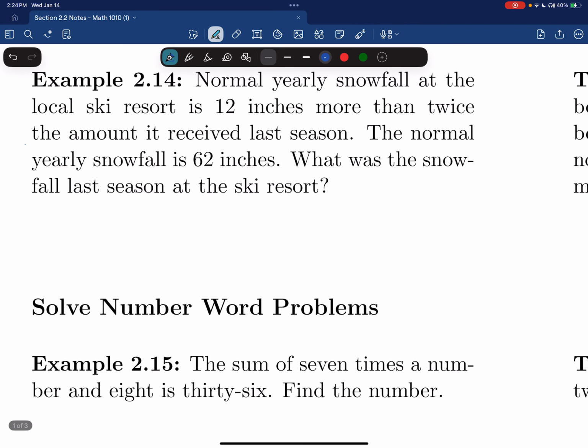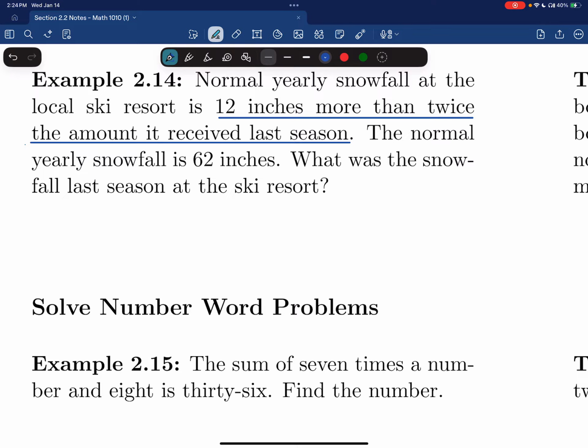Example 2.14 says, normal yearly snowfall at the local ski resort is 12 inches more than twice the amount it received last season. The normal yearly snowfall is 62 inches. What was the snowfall last season at the ski resort? Well, we have a comparison of last season with the normal yearly snowfall. It's 12 inches more than twice the amount it received last season.